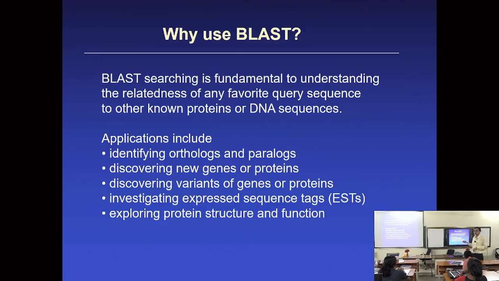Discovering variants of genes and proteins is the same thing, actually. You would want to know the variants of, for example, the beta globin gene in humans, right? So BLAST will help you in identifying variants of beta globin in human individuals, and so on. There are many more. EST we already discussed.